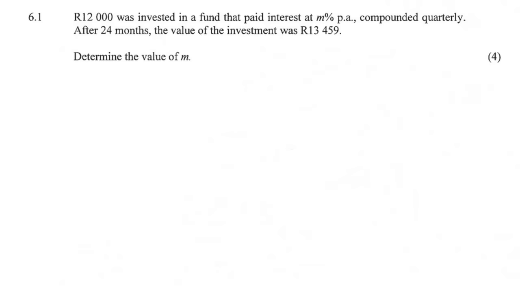12,000 Rand was invested in a fund that paid interest at M% per annum compounded quarterly. After 24 months, the value of the investment was that. Determine the value of M.